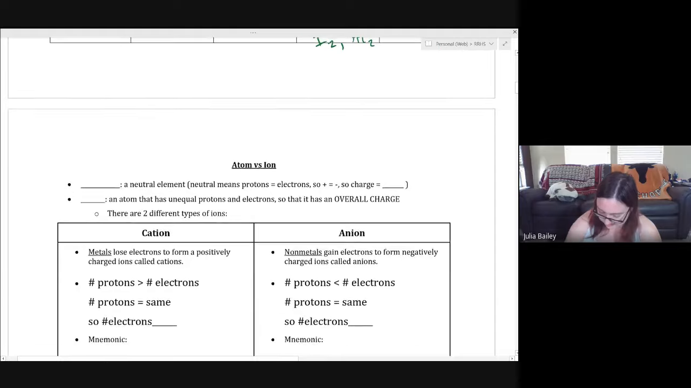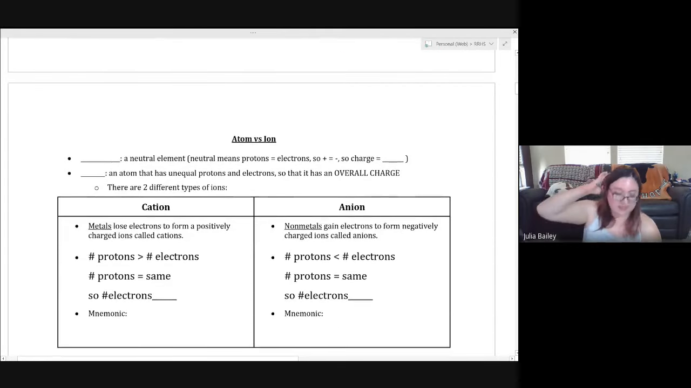Those are your basic families. Let's talk about atoms versus ions. An atom is a neutral element, meaning that the number of protons and the number of electrons are equal. So you have the same number of pluses and minuses. They all balance each other out, and your overall charge equals 0. But an ion is an atom that has unequal protons and electrons. So there is an overall charge.